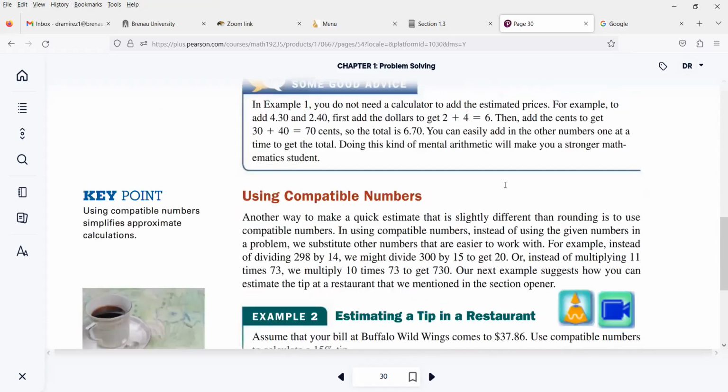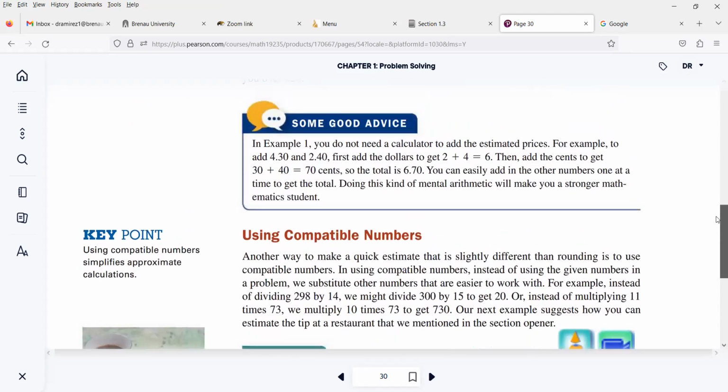And the other method for making estimates is by using compatible numbers. Another way to make a quick estimate that is slightly different than rounding is to use compatible numbers. In using compatible numbers, instead of using the given numbers in a problem, we substitute other numbers that are easier to work with.